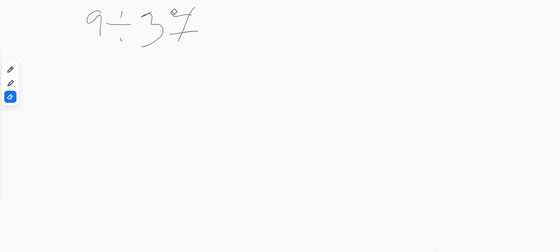And with 9 divided by 3, you want to rewrite your problem. You always want to rewrite your problem. If you know the answer, you know the answer. But let's say you don't know the answer and you're going to rewrite your problem. You are going to write your 9, and then you're going to write this little funky thing on top of it. And then you're going to write the number you're dividing into 9 right here.